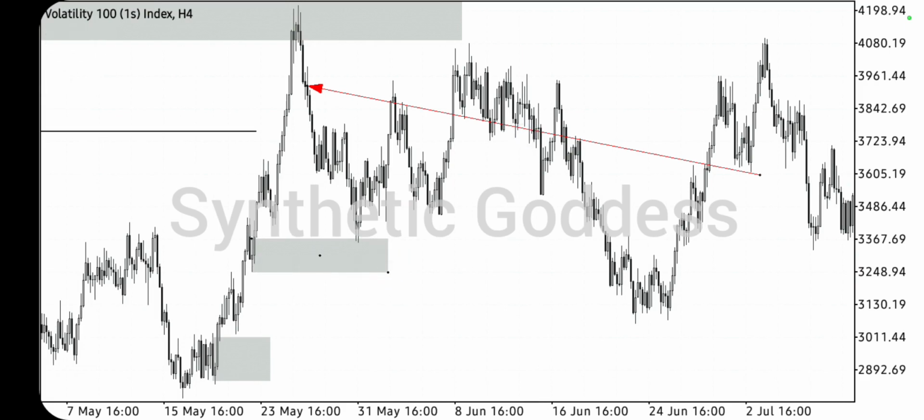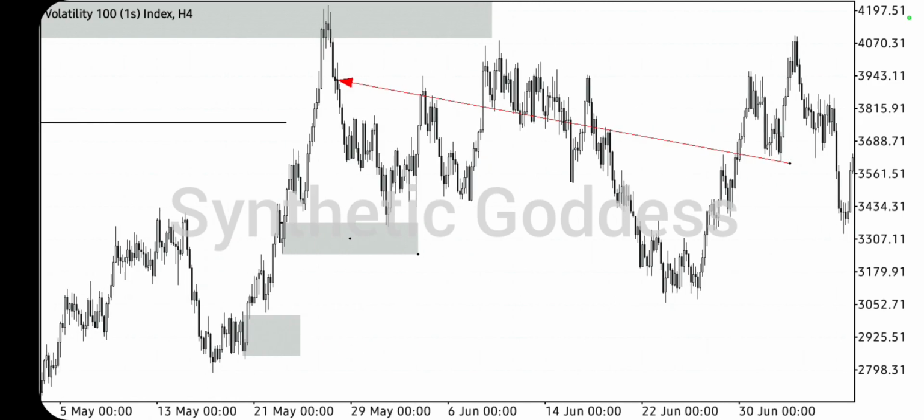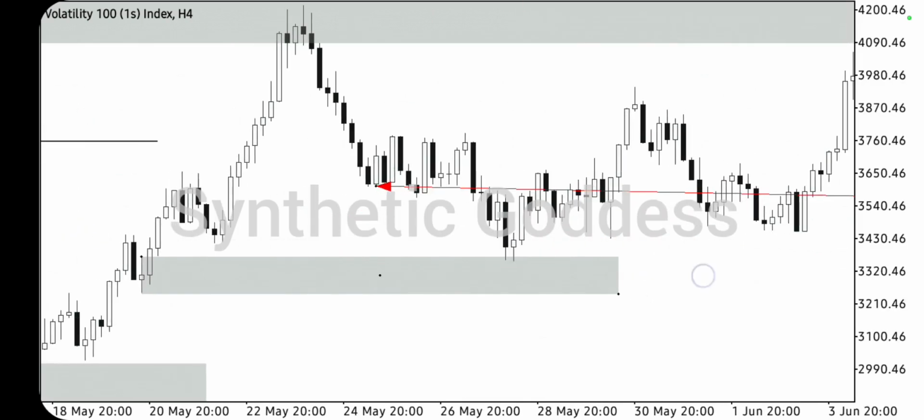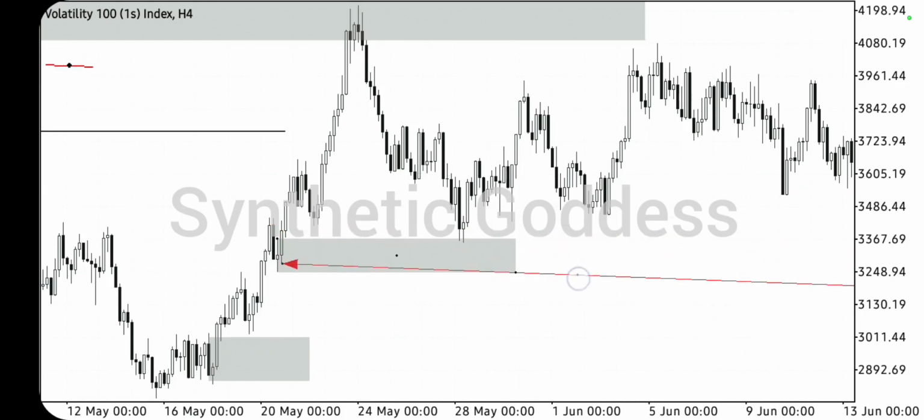There's nothing bad in picking out this particular place as a supply zone, so we could use that to continue to the downside. But instead of that, we had a nice test here. We had a strong POI here. This is what you should look out for.